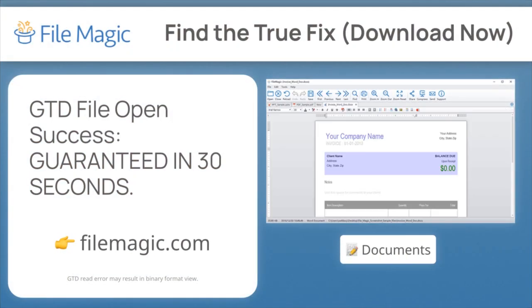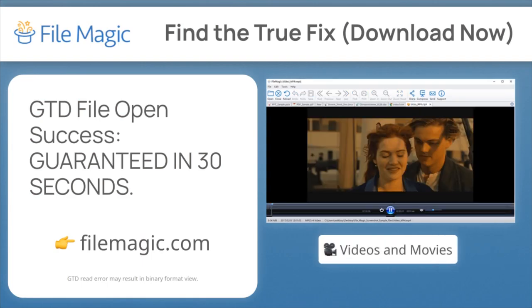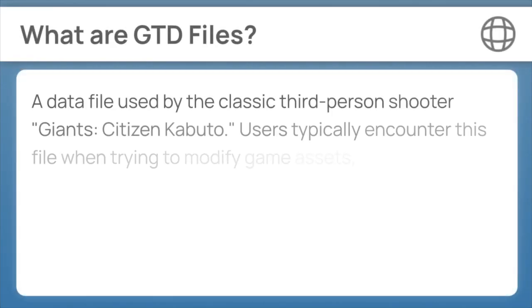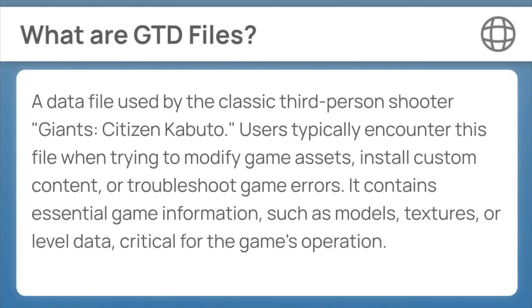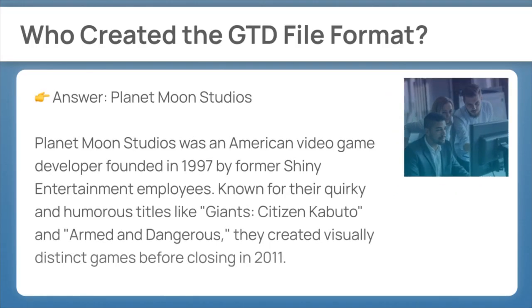We will showcase how a single, robust GTD file inspection utility offers maximum efficiency by solving hundreds of file type issues. A data file used by the classic third-person shooter, Giant Citizen Kabuto. Users typically encounter this file when trying to modify game assets, install custom content, or troubleshoot game errors. It contains essential game information, such as models, textures, or level data, critical for the game's operation.